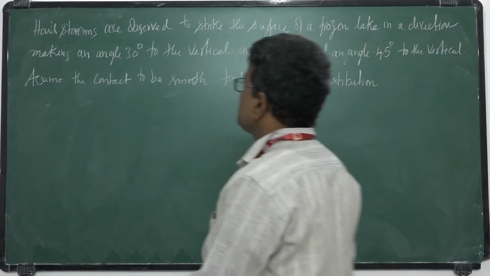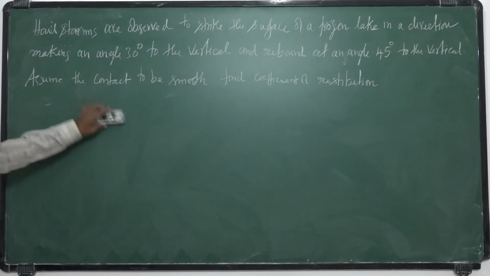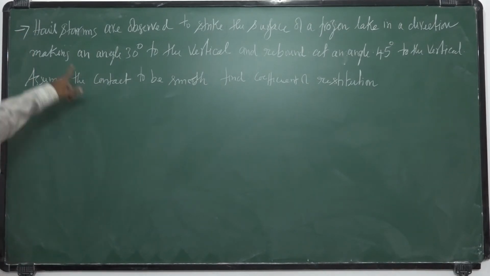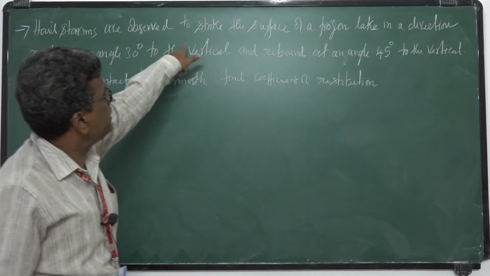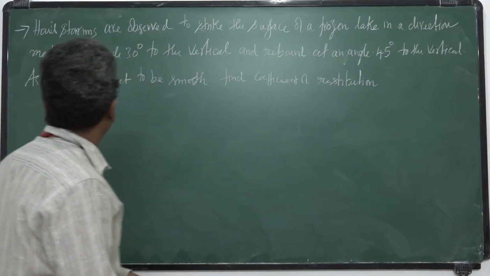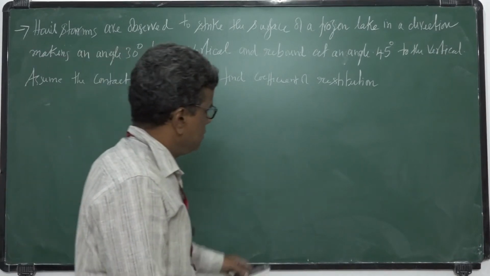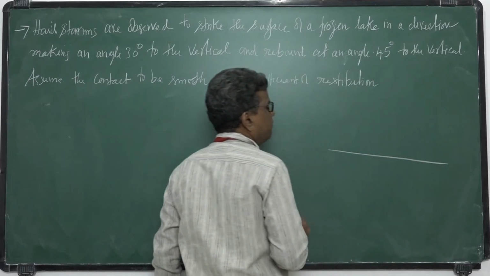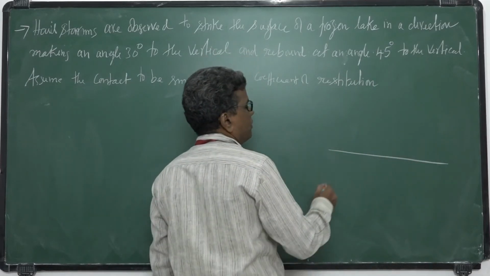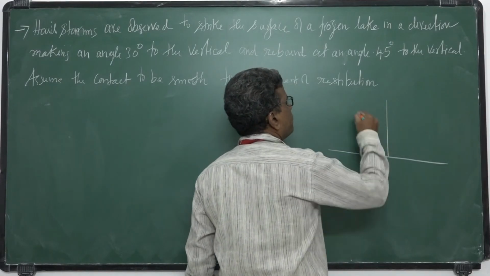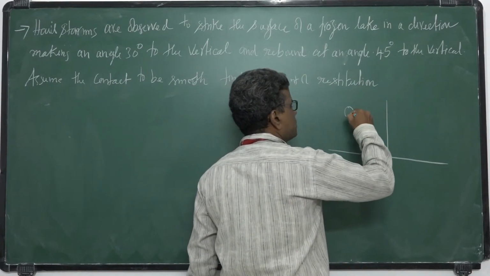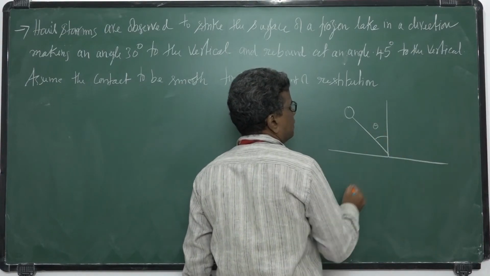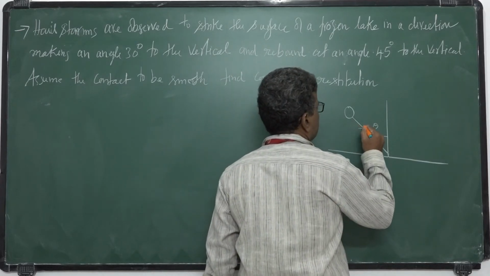So hailstorms, this is the problem. How can we solve this one? Hailstorms are observed to strike the surface of a frozen lake in a direction making an angle of 30 degrees to the vertical. Suppose there is a surface, let it be a frozen lake, and this is the vertical. So if the hailstorm strikes this making an angle theta with the vertical.